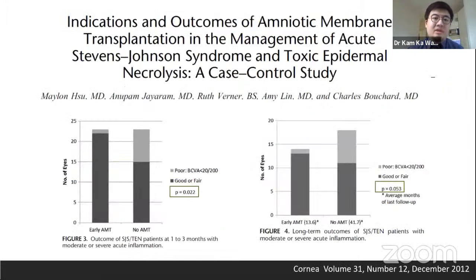This led to another study, which is a retrospective case control study. They tried to compare those who have had early AMT versus those without AMT at all. In this study, they looked at those with moderate to severe SJS, and they saw that in the 1 to 3 month period, which is the intermediate period, those with early AMT seem to fare better in terms of their visual outcome when compared to those SJS without AMT. The same trend can be observed in the longer run. However, the p-value became insignificant because of the dropout from the study.